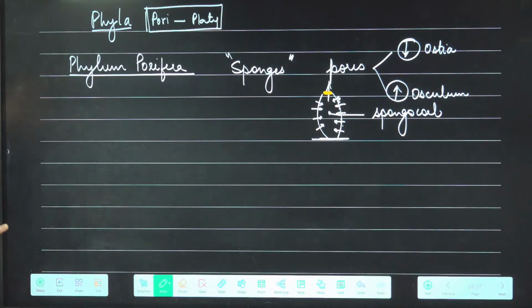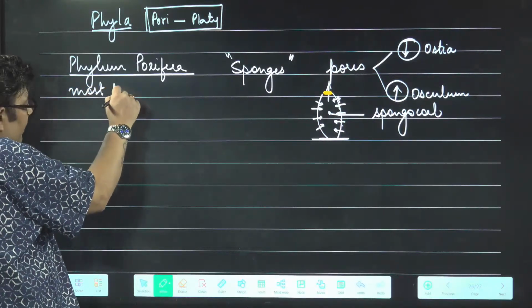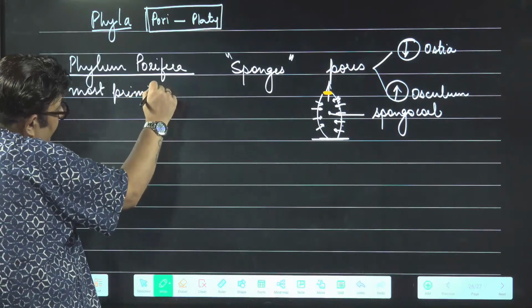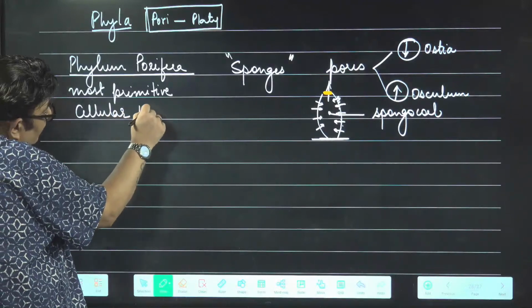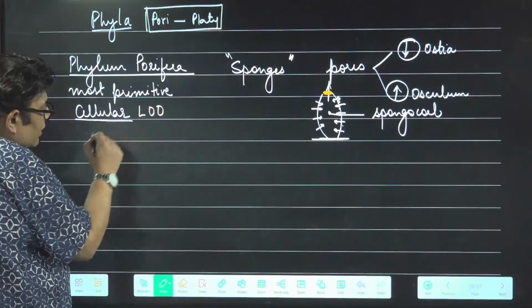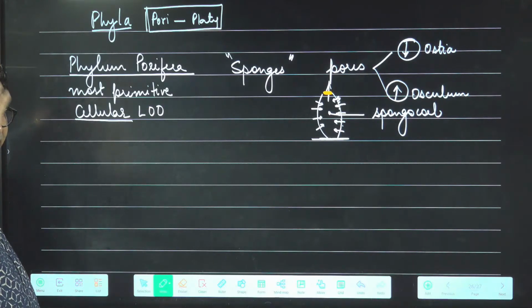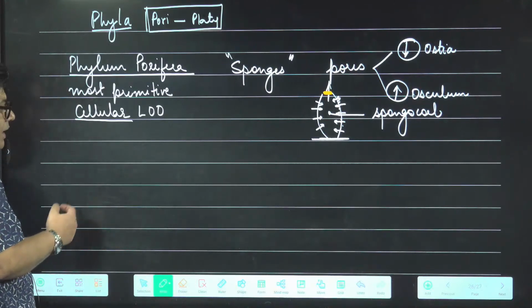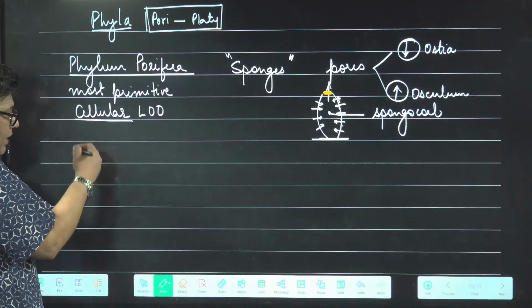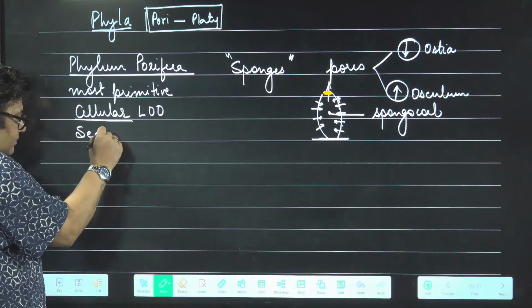I think so far all points are clear to everyone. Phylum Porifera members are the most primitive animals. They have a cellular level of organization, cellular grade of organization. Okay, very good. What else can we know about them? Now, we can find them fixed. So they are non-motile. They are sessile.